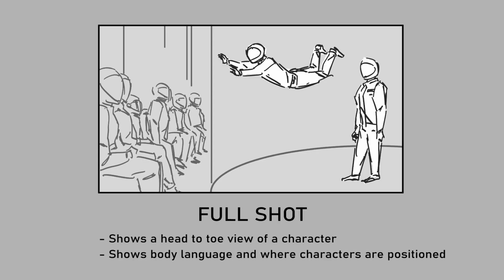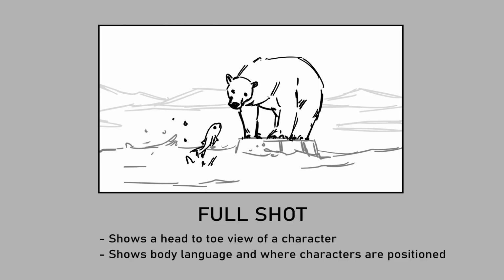A full shot shows the head-to-toe view of a character. It's closer than a wide, and we can start to see more details on the character. It's less about expressions and more about body language. Are they happy? Sad? If this is at the beginning of a story, this tells us how a character starts off feeling. We can also see how characters relate to each other. Think of walking into a room and seeing how people are positioned.